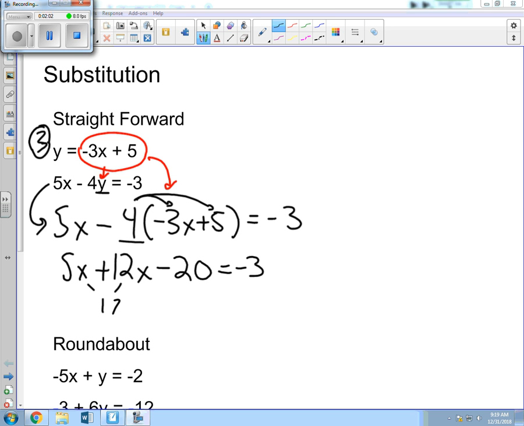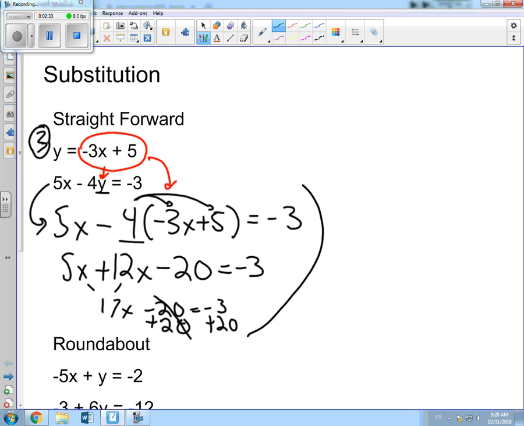Combine like terms. 17x minus 20 equals negative 3, plus 20, plus 20. I do that to get x by itself. Oh, that's not crossed out. Apologies. That's not supposed to be crossed out. So that's plus 20, plus 20. This gets crossed out though, and then it's going to rewrite over here. 17x equals 17, divided by 17, divided by 17, x equals 1.